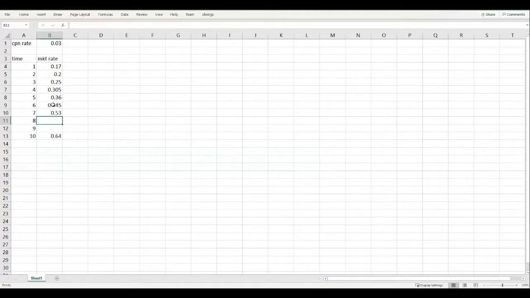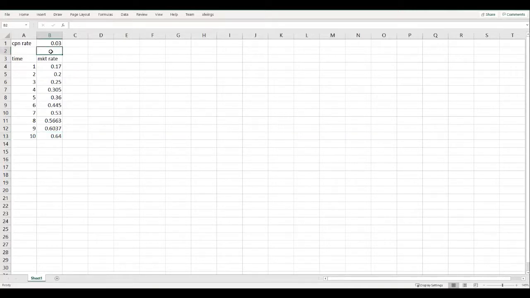So 8 is closer to 7 than to 10, so I will have 2/3 of 7, which is 67% of 7, and then 1/3 of 10, which is 33% of the 10-year rate. So the 9-year rate is done in a symmetrical manner. The 9-year rate is closer to the 10-year rate than to the 7-year rate. So I'm going to do 2/3, 67% of the 10, and then 1/3, which is 33% of the 7. So now I have my market rates.